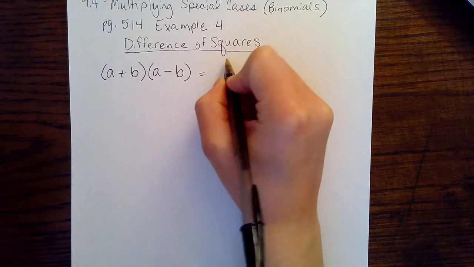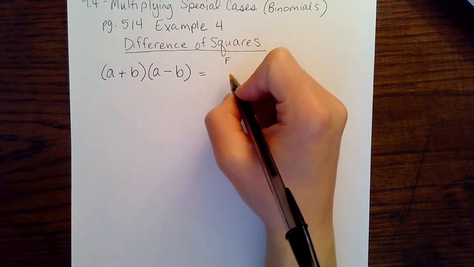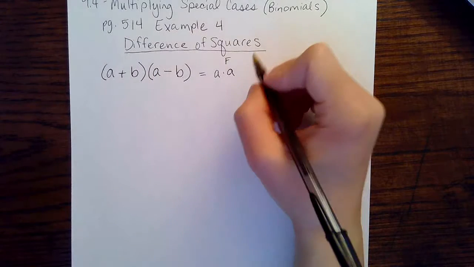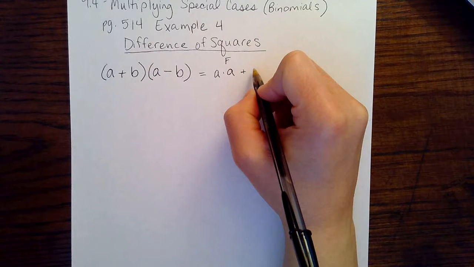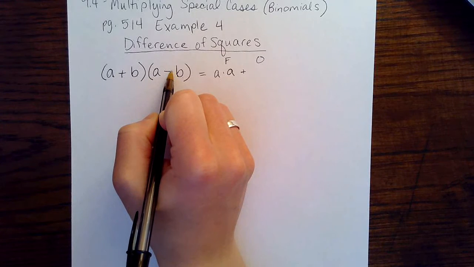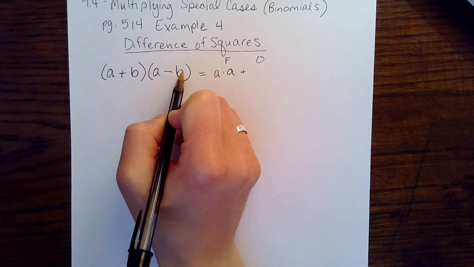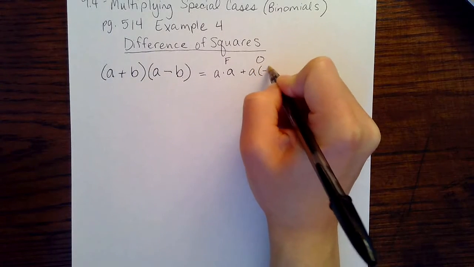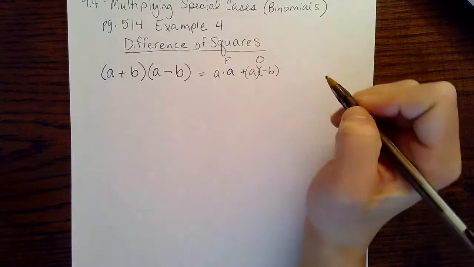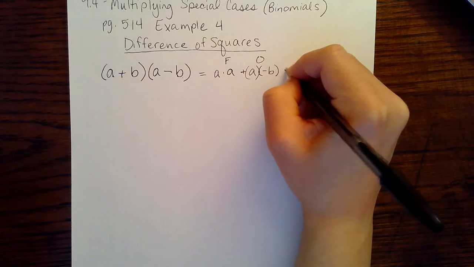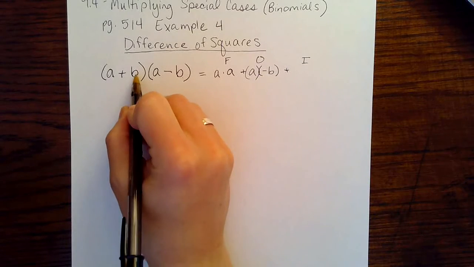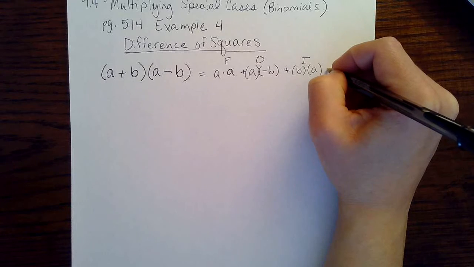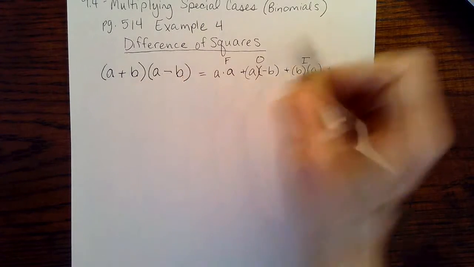If we were to use FOIL, just like in the last case, we would take the product of the firsts, which is A times A, similar so far. The outsides, A, and in this case, when we're using FOIL, remember, we have to take into account that negative. A times negative B. And then we have the insides, which is positive B and positive A. B times A. And then finally, positive B times negative B.